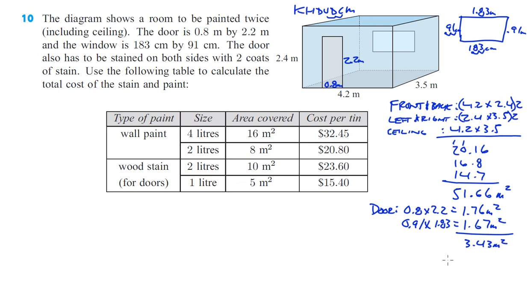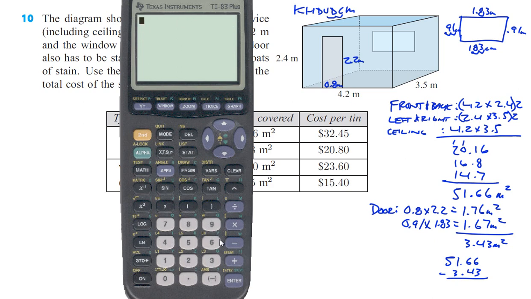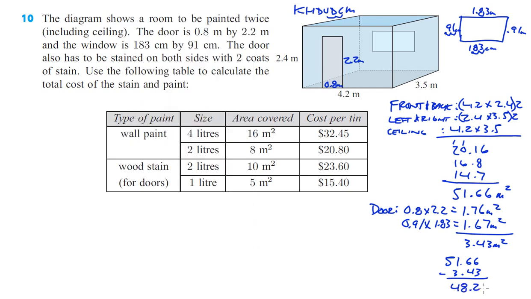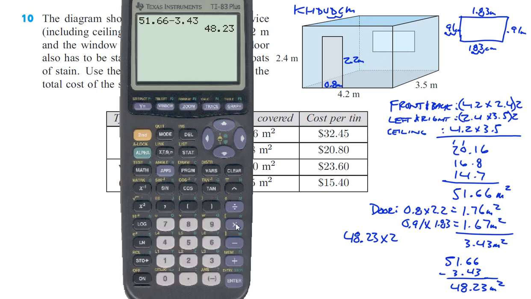Okay, so then we're going to take 51.66 minus 3.43, which gives us 48.23 square meters to paint. Okay, now the thing is we actually have to cover everything with 2 coats. So we got to take that 48.23 and multiply it by 2.